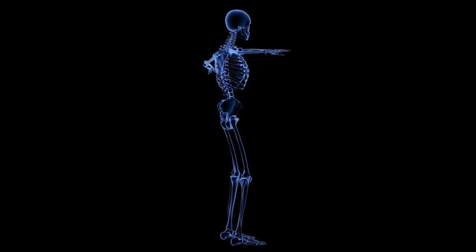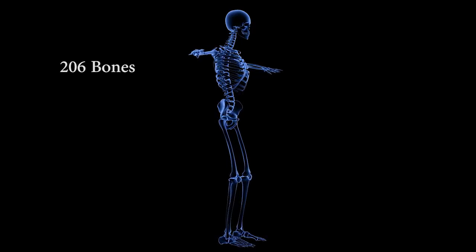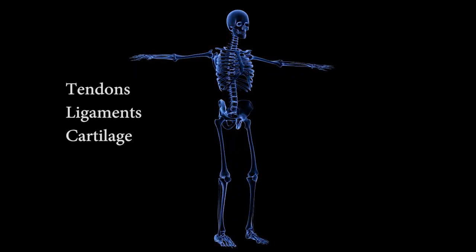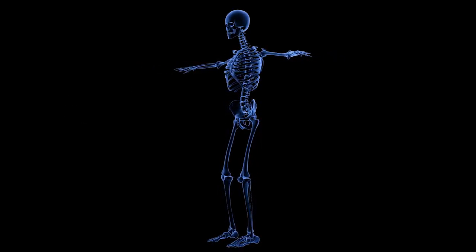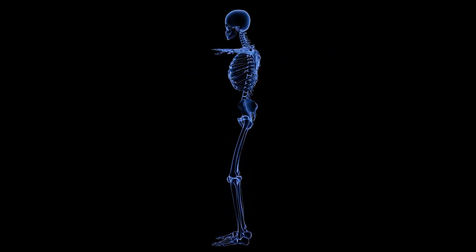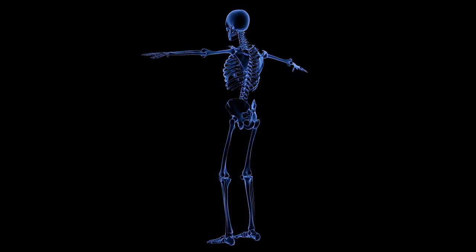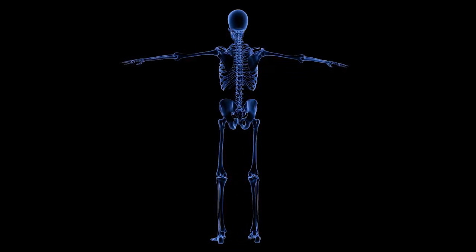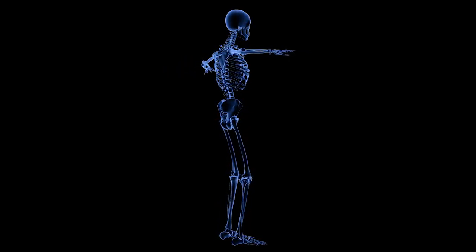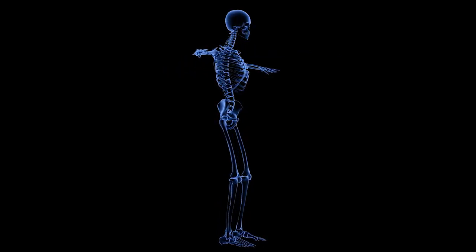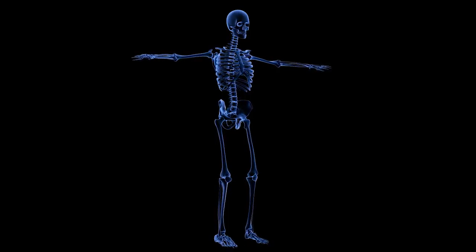The adult skeletal system consists of 206 bones, as well as a network of tendons, ligaments, and cartilage that connects the bones to each other. Tendons are bands of connective tissue that connect bone to muscle. Ligaments are also bands of connective tissue, but instead of connecting bone to muscle, they connect bone to bone. Cartilage is a firm connective tissue that is used in various areas of the skeletal system, such as at joints between bones or at the ends of the ribs.